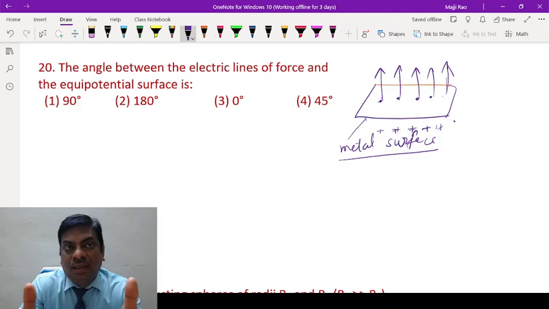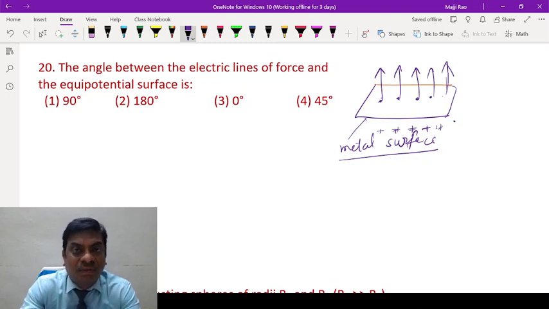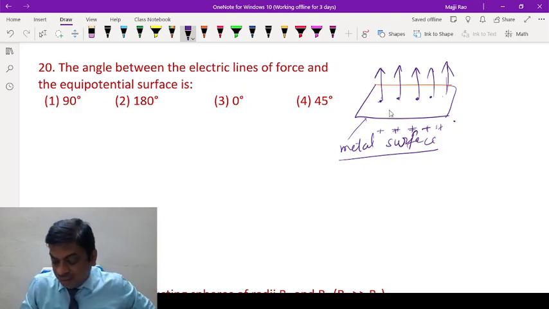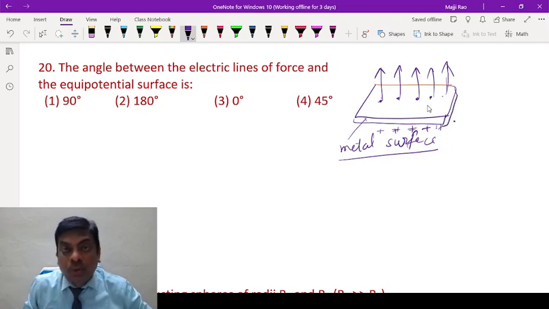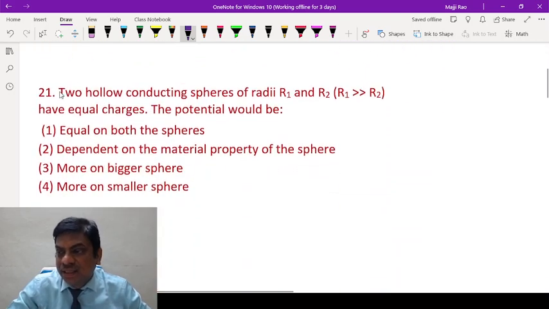Suppose you imagine some heat is provided to a metal. The heat will evenly be distributed throughout the metal and the metal will attain the same temperature throughout, because of the high conductivity of metal. Similarly, inside the metal surface, there is no electric field intensity, so charges will get distributed so that the potential remains the same. So this is an equipotential line. As you can see, electric field lines are always at right angles to an equipotential line or plane. So the correct option is 90 degrees.